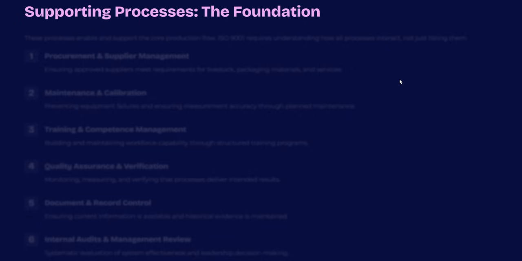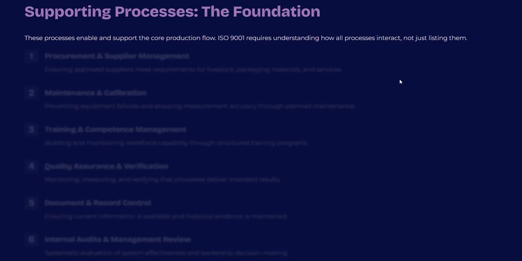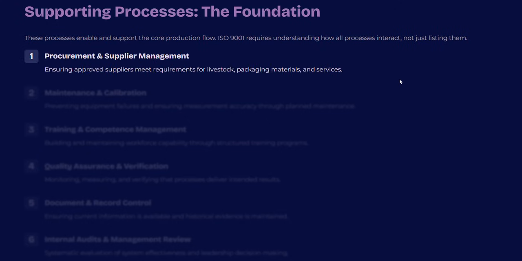Now let's look at supporting processes, the foundation. These processes here enable and support the core production flow. So ISO 9001 requires understanding how all processes interact, not just listing them. We have first procurement and supplier management. Here, by ensuring approved suppliers meet requirements for livestock, packing material, and services.